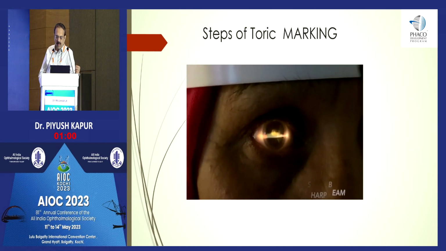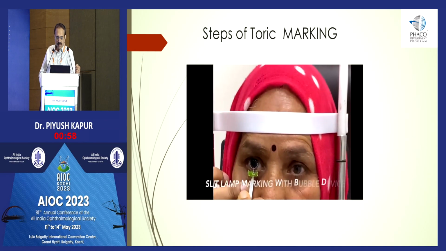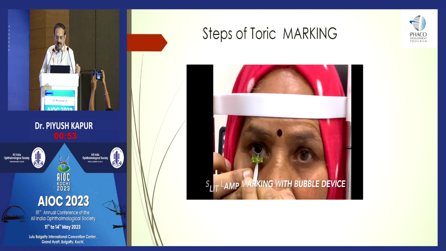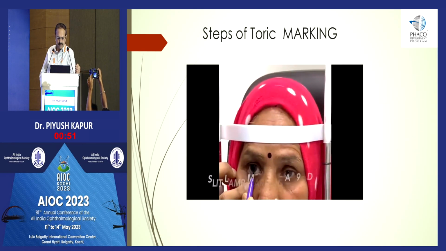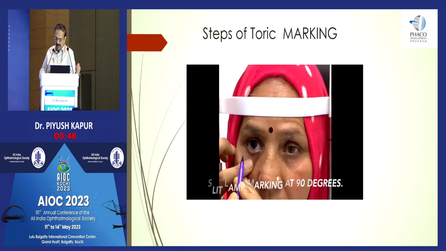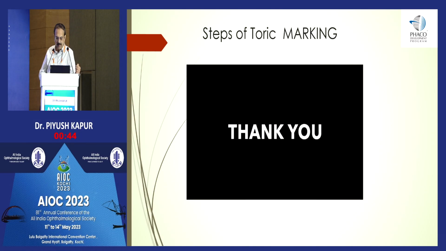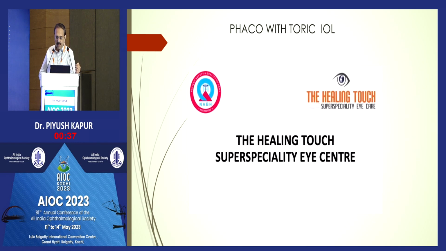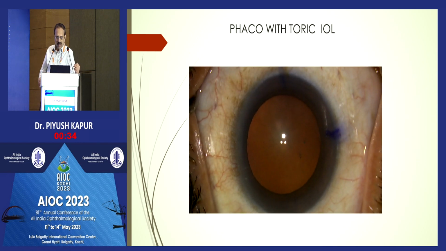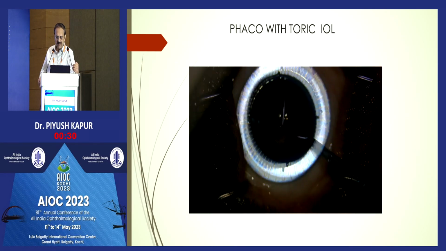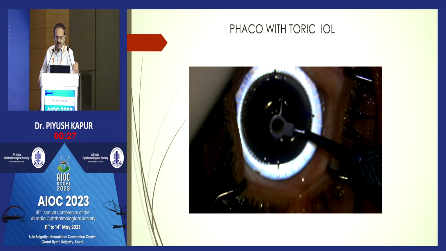Either I use a bubble marker or a single pin. Here, first I am using a bubble marker and getting the 180 and the 90 points aligned. And this is a single pin alignment where I just see the 90-degree mark and put it with the pin. Depending upon the patient's cooperation, I select how to go about it. Once having marked in the OPD, we take up the patient for surgery, and on the desired axis, give the marks where the lens has to be aligned.